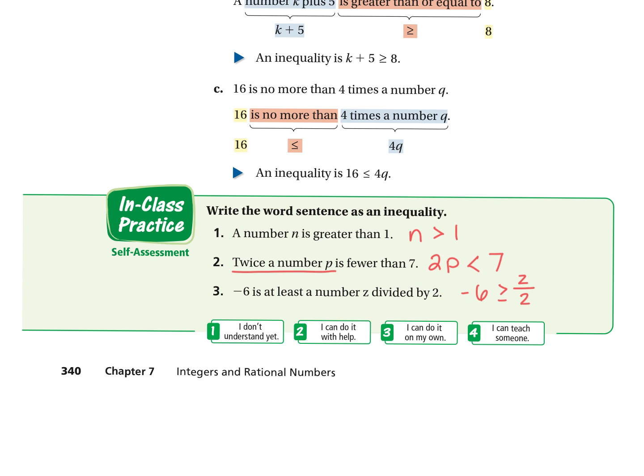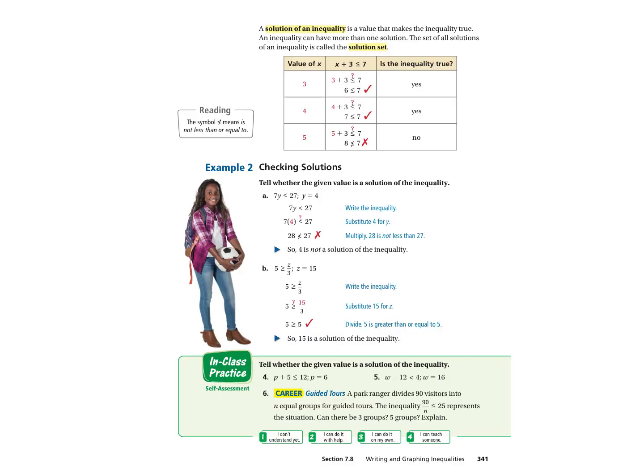So hopefully yours looks something like this if you paused and then played and you were checking over your answers. If not, go ahead and make those corrections as you listen, or go back and rewind if you need to so that you can hear it again. Okay, moving on to the next page of notes.